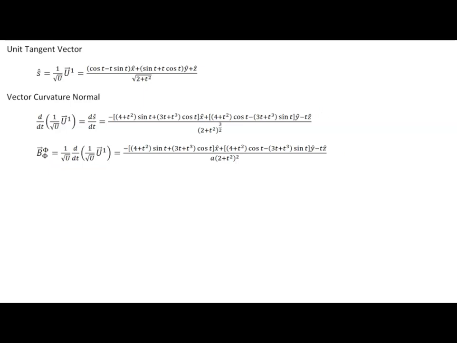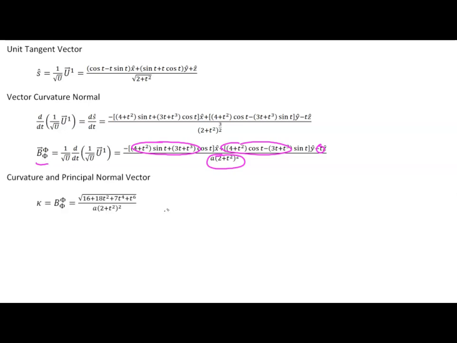Okay, to complete the exercise, we need to find the curvature and the principal normal. Well, the curvature is just going to be the magnitude of the vector curvature normal. So to find that, we need to find the dot product first of all. And to find the dot product, we're going to have to square this term, square this term, square this term, add all that together and divide by the square of this term. And if you do all of that, and then take the square root of it, you're going to find the magnitude of our vector curvature normal. And that's going to be this. And of course, the magnitude of our vector curvature normal is also the curvature of the line.